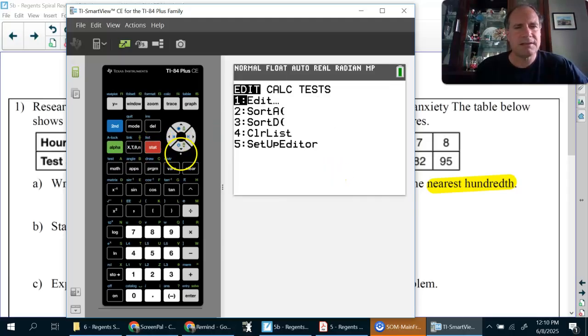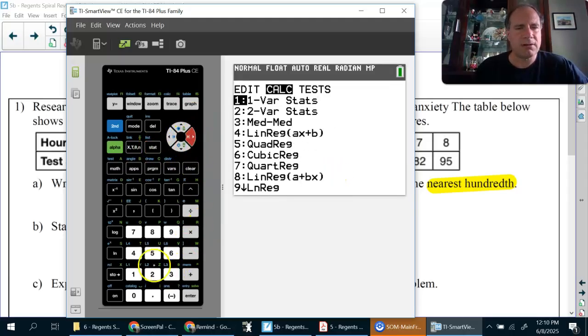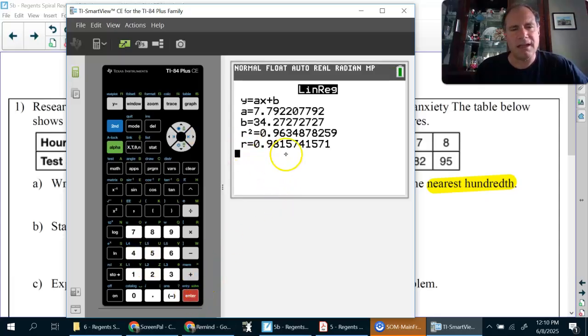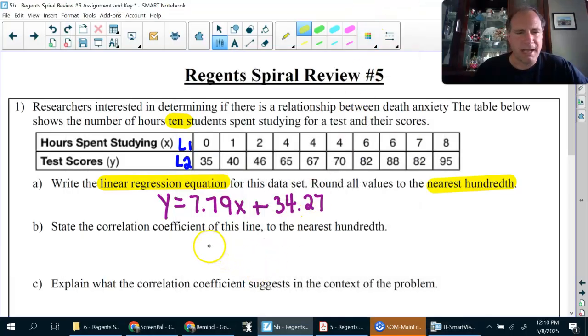Now you could go back to stat, go over to calc, press 4 again, go through the list, pressing enter, and there's the R. That's the correlation coefficient. It is 0.98, and that's rounded to the nearest hundredth. So you're going to put that as R. Again, I write R equals 0.98.